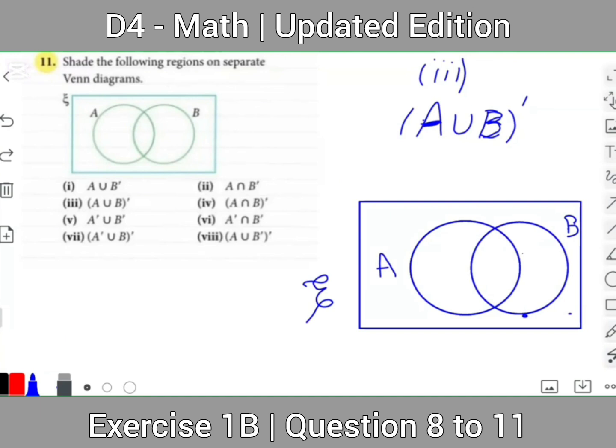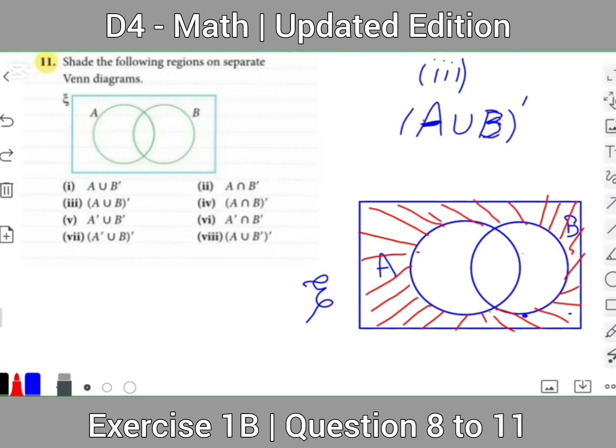In other words, the region that belongs to the set eta only, but does not belong to the set A union B. So we will shade the region that does not belong to A union B. And this is the region that belongs to the set eta. So the region shaded in red represents the region for A union B whole complement.